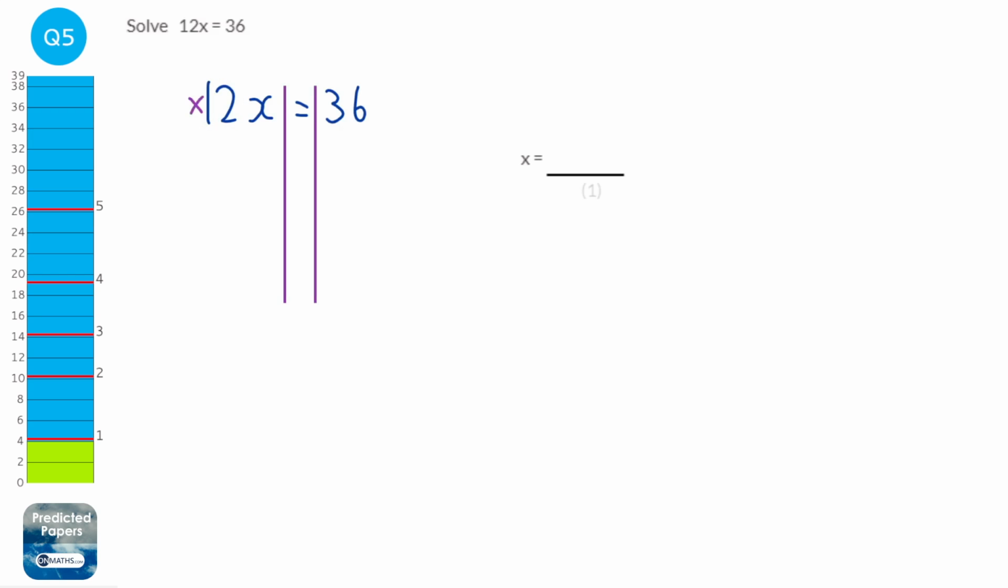Well, it's timesing it by 12. So we need to do the opposite of that to get rid of it. What is the opposite of times 12? Divided by 12. Now these lines show us we've got to do the same to the left and right. So if I divide the left-hand side by 12, I have to divide the right-hand side by 12. So on the left-hand side we just have the x, which is what we want. On the right-hand side we do 36 divided by 12. How many 12s in 36? That would be 3. So our solution is x equals 3.